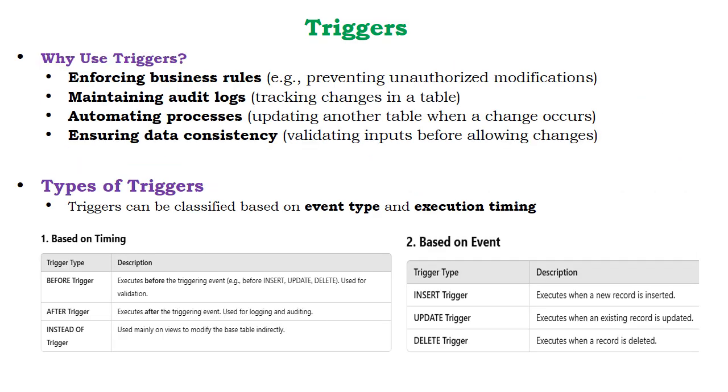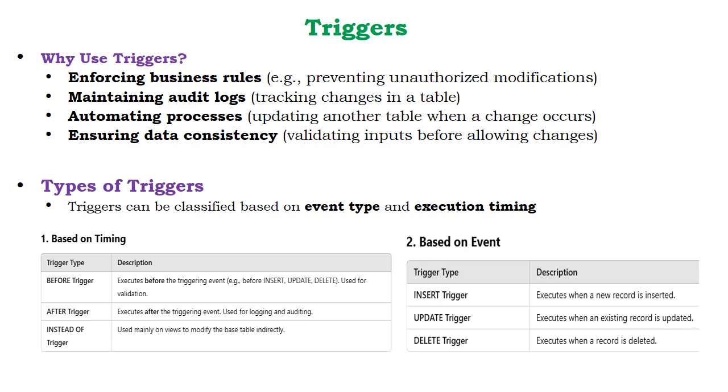Enforcing business rules, that is, preventing unauthorized modifications. The next one is maintaining audit logs. It means tracking changes in a table. The next one is automating processes. It means updating another table when changes occur. And the next one is ensuring data consistency. It means validating input before allowing changes.